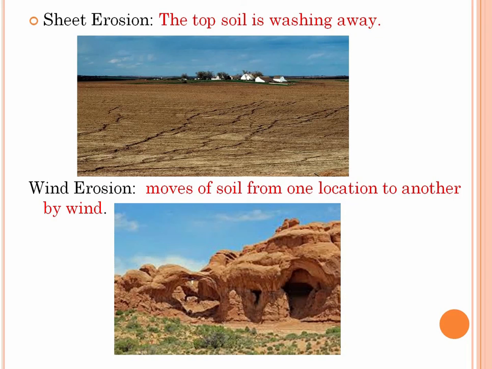And the last one is wind erosion. You can see the desert. The wind moves the soil from one location to another location, and you can see the picture here, this wind erosion.